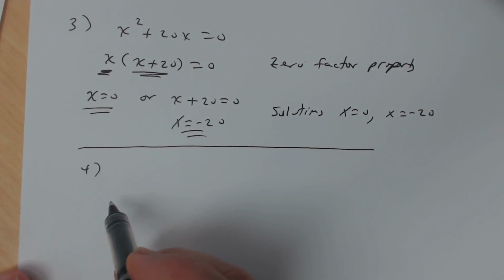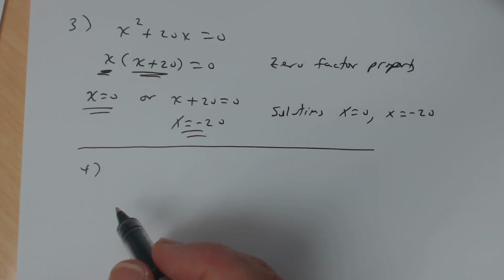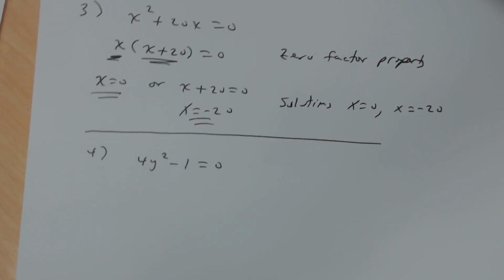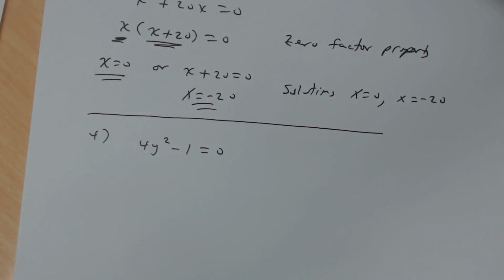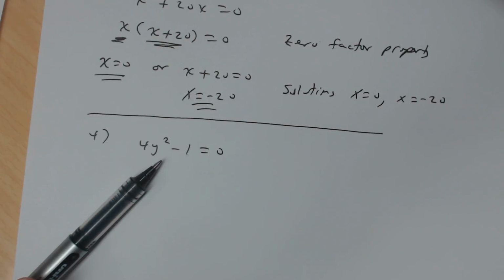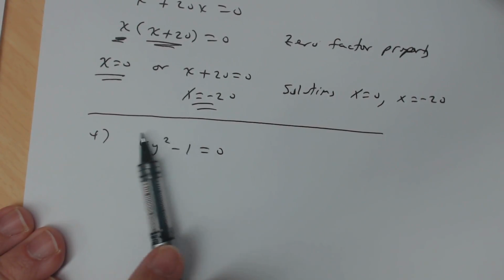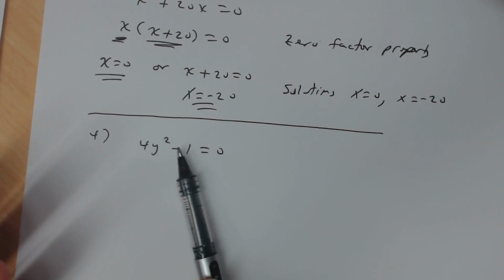All right, number 4. Let's suppose you had 4y squared minus 1 equals 0. So 4y squared minus 1 equals 0. Okay, so in this case, notice that it's not in factored form. It is a polynomial. And remember our strategy for factoring. Let's see if I still have a copy of it. But the strategy is that you look for a common factor. That's the first thing you would do. And so the GCF here is 1.